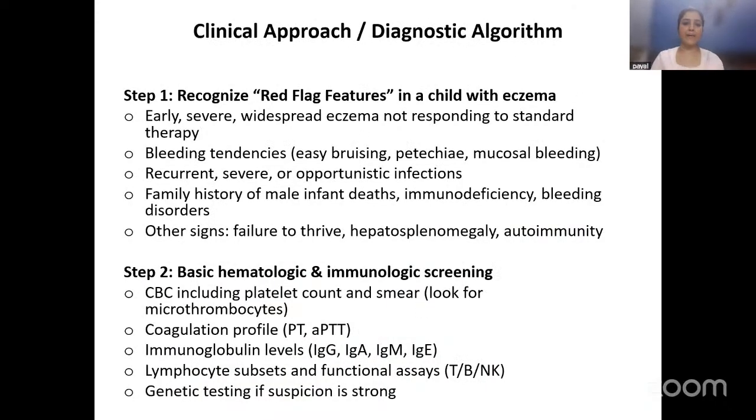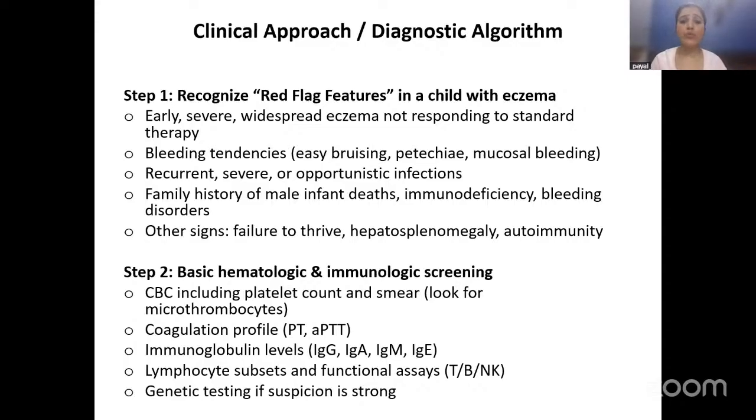So, how do you clinically approach, or what are the red flag features? Early presentation, severe presentation, widespread eczema not responding to standard therapy, bleeding tendencies, early bruising, petechiae, mucosal bleeding, recurrent or severe opportunistic infection, family history. That is very, very important. Even if it is autosomal recessive, like Omenn syndrome is an autosomal recessive disorder, there may be a consanguineous marriage, or the males are affected.